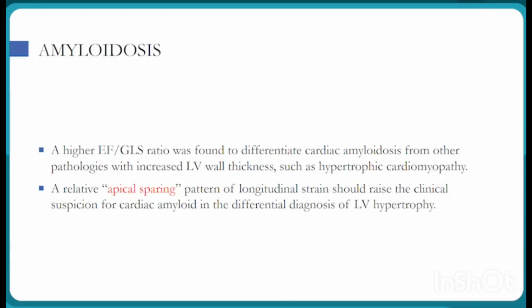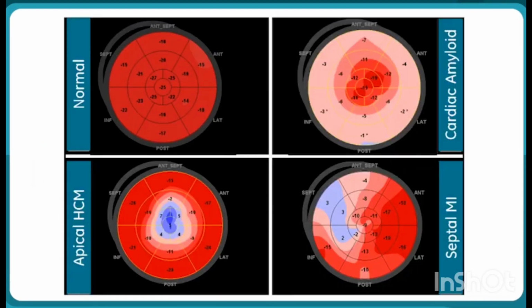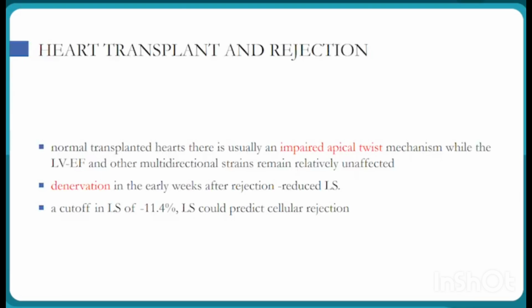In amyloidosis, there is a higher EF to GLS ratio, which is used to differentiate cardiac amyloidosis from other pathologies with increased wall thickness, such as hypertrophic cardiomyopathy. A relative apical sparing pattern of longitudinal strain should raise the clinical suspicion of cardiac amyloid in the differential diagnosis of LV hypertrophy. As you can see in this diagram, in cardiac amyloidosis there is spared apical GLS, whereas in apical HCM only the apex is involved, and in septal MI the septal portion of the myocardial segments is involved.